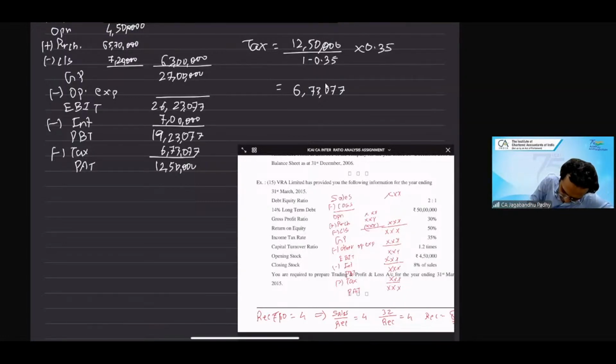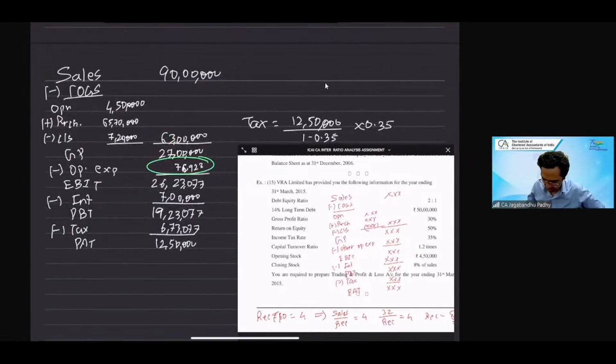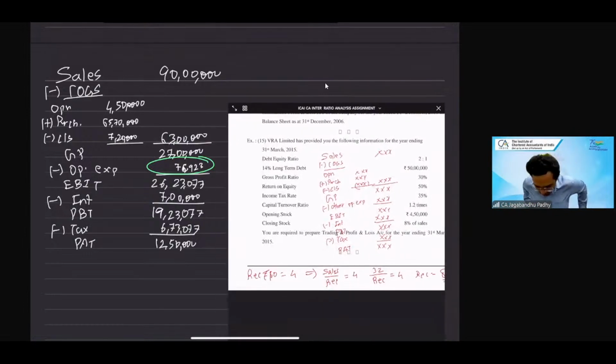Now can I say this here will have a balancing figure of 7 lakh 69,23, no, 7 lakh 69,... 76,923. Yes, correct. Okay, so that is the income statement, the complete income statement as far as question 15 is concerned.